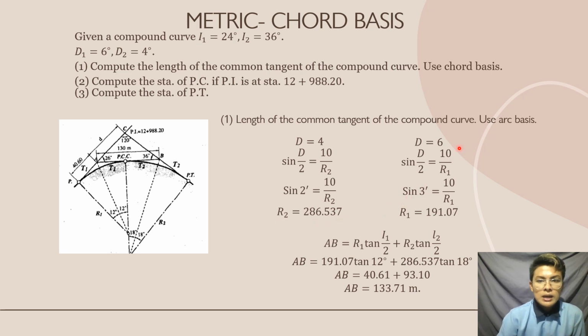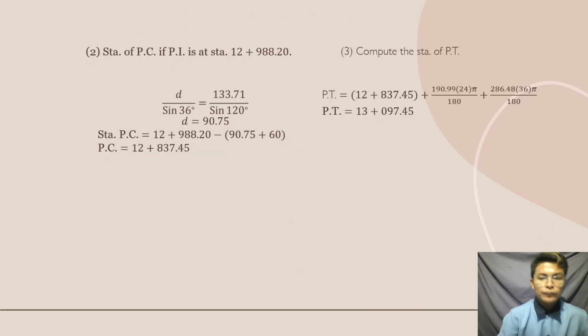Next is the first degree of the curve. Using this formula, we will get R1 is equal to 191.07. Using the formula for the length of the common tangent, AB is equal to R1 tangent I1 over 2 plus R2 tangent I2 over 2. Then we will get the value of AB is equal to 133.71 meters.